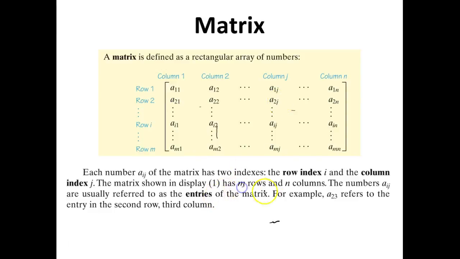This one has m rows and n columns, and all these numbers are just referred to as the entries of a matrix. So a_23 would refer to the entry in the second row, third column. It's not like the 23rd thing, it just means second row, third column is what that stands for.